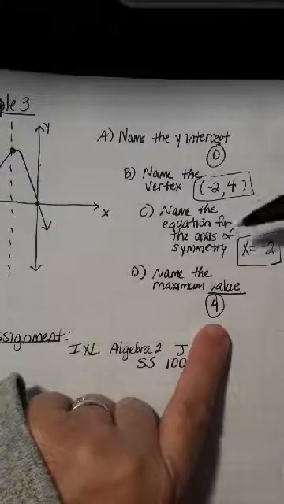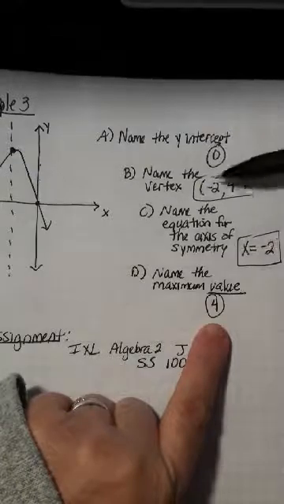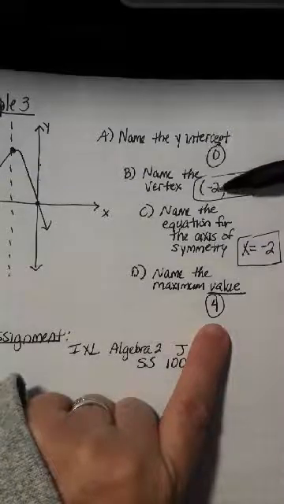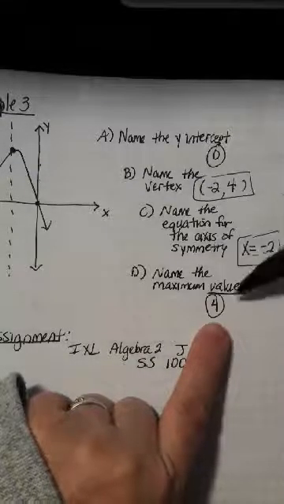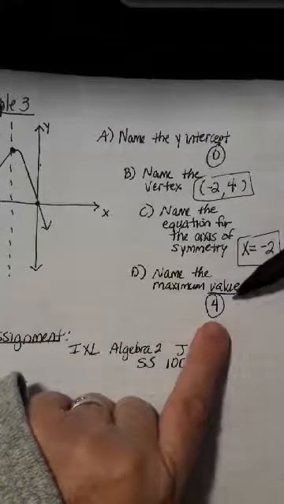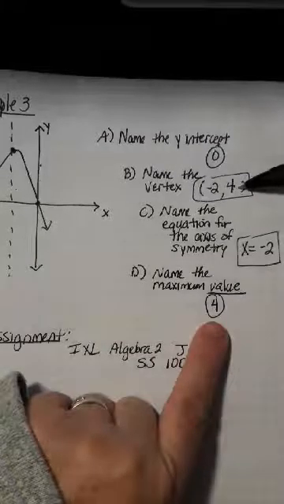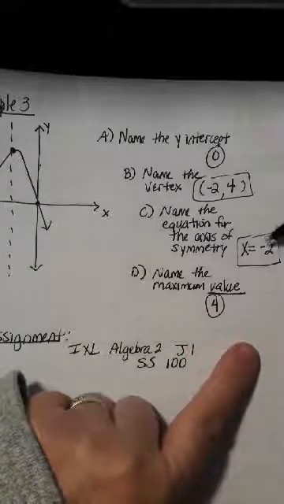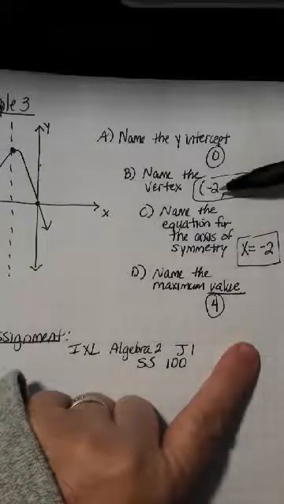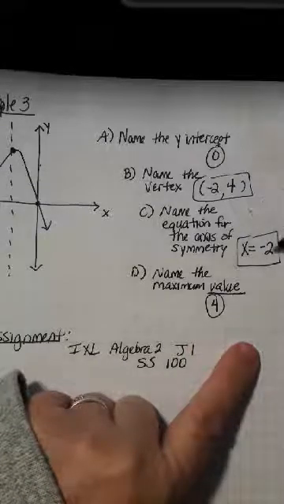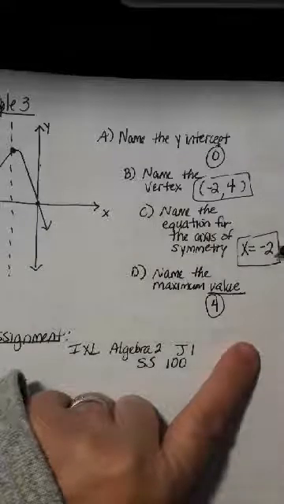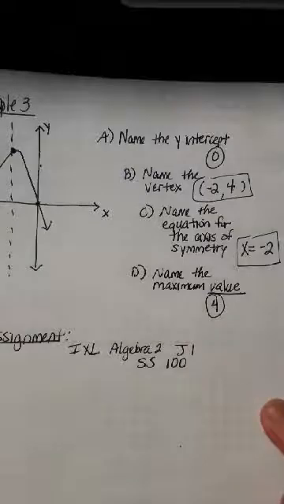And just a heads up, the axis of symmetry is always going to be the x coordinate in the vertex. So the maximum value or the minimum value is always going to be the y in the vertex. And the x coordinate in the vertex is always going to be the number in your equation for your axis of symmetry. And that's all there is to this lesson.